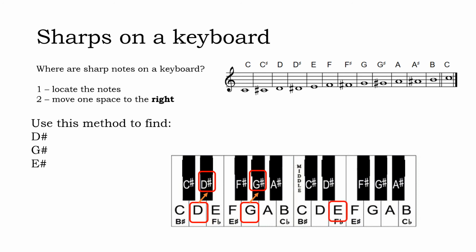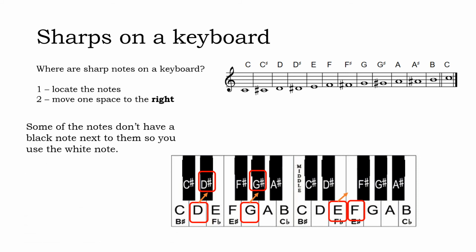Sometimes you might have written in E sharp, which all you have to do is find E and then move one space to the right, which is F. Some of the notes don't have a black note next to them, so you just use the white note.